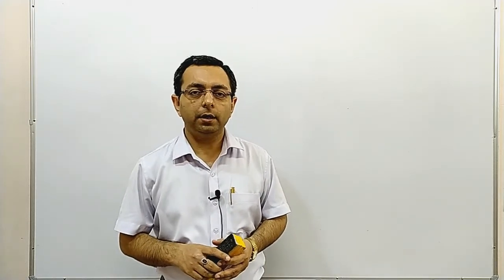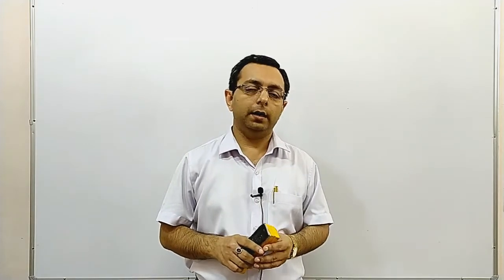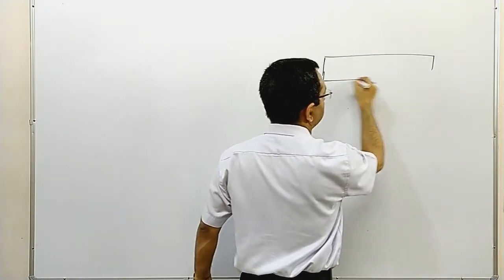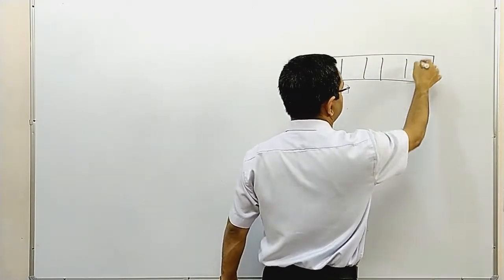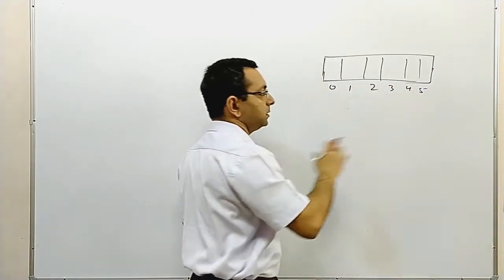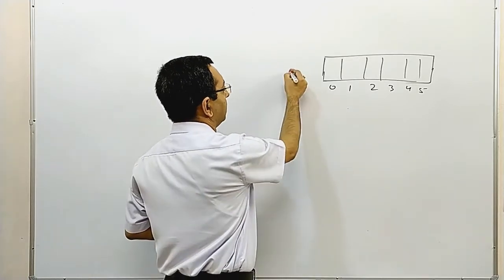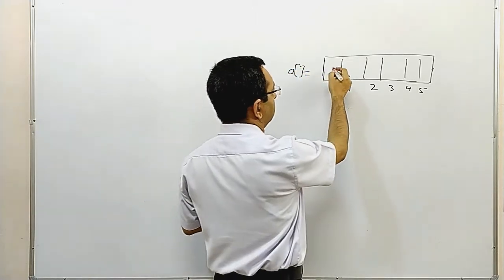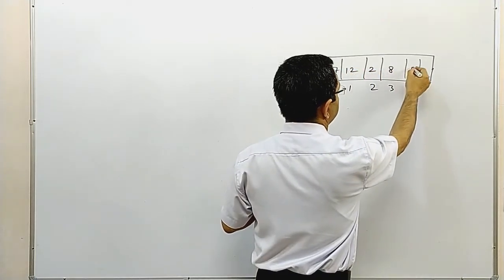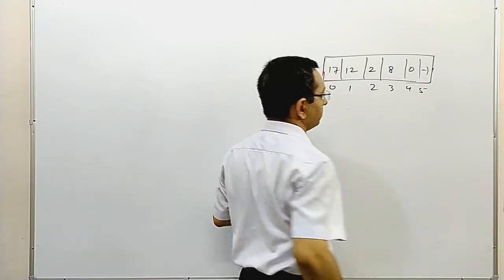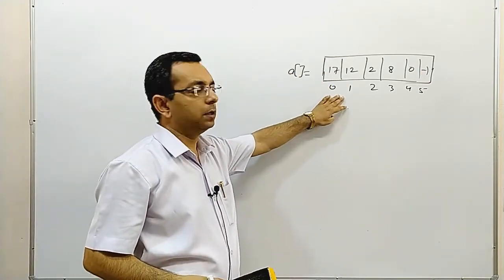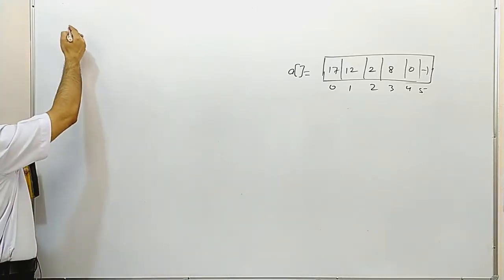In this video, we will find out the smallest number in any array. So, first of all, we have an array with indices 0, 1, 2, 3, 4 and 5, meaning 6 elements, and the array name is A. We are storing 17, 12, 2, 8, 0, minus 1. We have to find the smallest number in this array. So, how to do it?